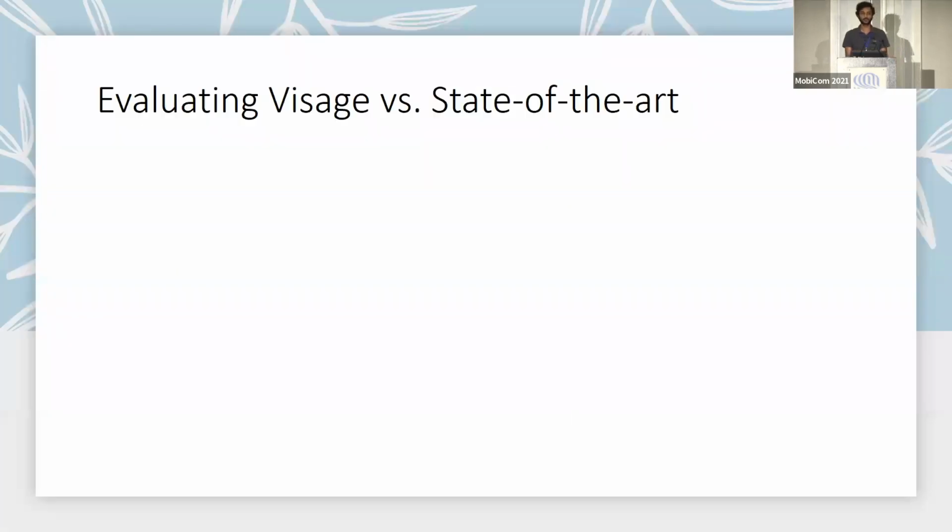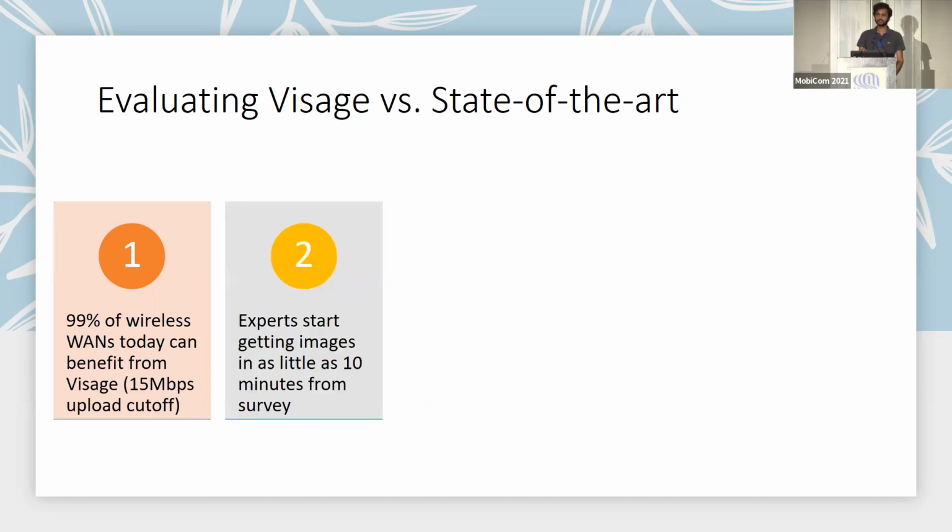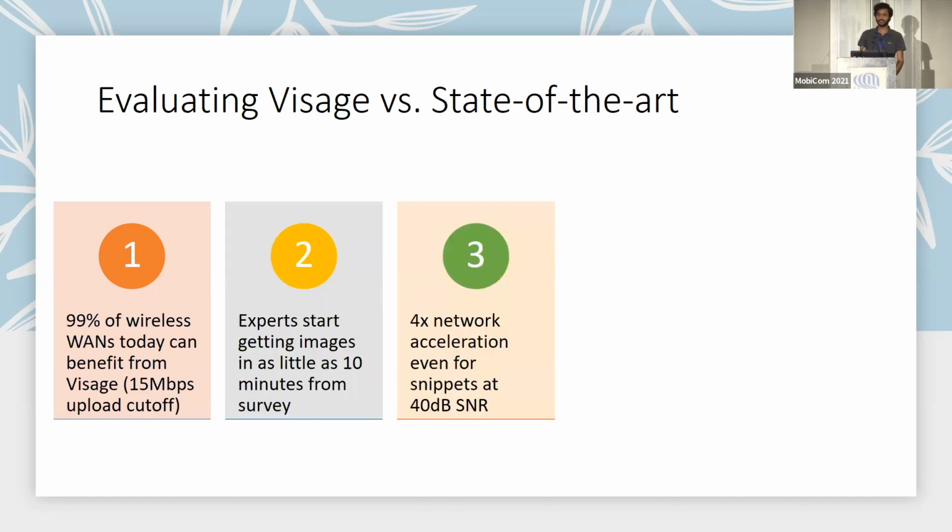And next, I'm just going to give you an overview of the rest of the experiments. If you're more interested, please refer to the paper for more details. So as long as the network uplink is less than 15 megabits per second, and this includes 99% of edge deployments, Visage is going to be very beneficial in reducing the latency of generating the insights. And we start getting the first images from the site in as few as 10 minutes. And we get up to 40 decibels of data fidelity, which is considered very high, very early into the experiment.